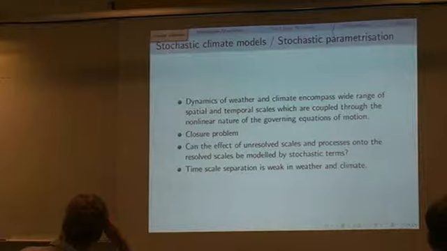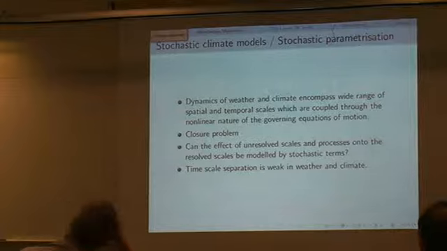For example, if you look at the atmosphere, there is this well-known graph of the energy spectrum of the atmosphere. There is no clear gap anywhere in the energy spectrum. It's just decaying quite smoothly. So it's a very weak timescale separation. And this makes the problem more challenging, much more ambitious in our context. So you cannot employ these theories of infinite timescale separation.